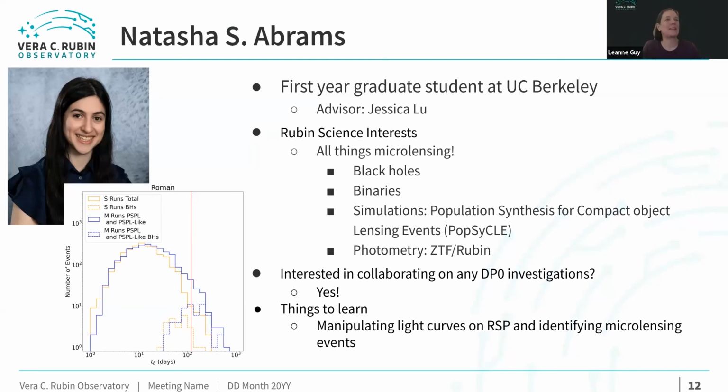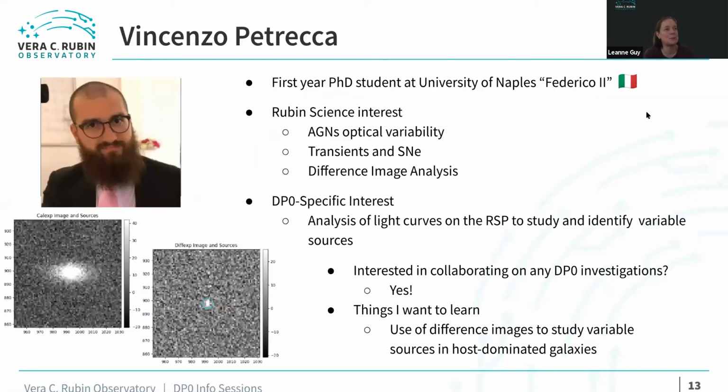Thanks. Great, Natasha. All right, and Vincenzo. Hi everyone, I'm Vincenzo. I'm a first-year PhD student at the University of Naples. I am principally interested in AGN's optical variability, transients, and supernovae, and difference image analysis. As a specific interest for DP0, I am interested in the analysis of light curves to study and identify variable sources, especially supernovae. And I am currently working on a notebook to study supernovae light curves as part of a project I presented with Fabio Augusto and Maria Teresa Botticella.